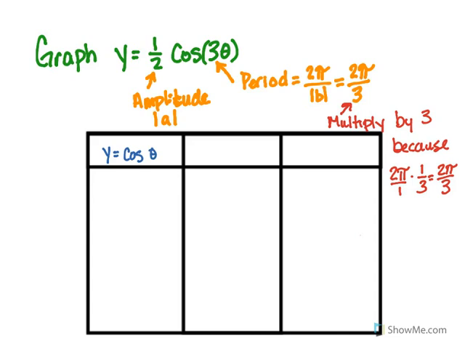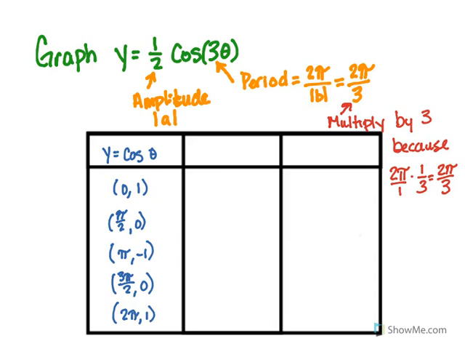Okay, let's figure out what our points are first for just y equals the cosine of theta. If you look at your parent graph, I don't have mine pulled up right now, but you should have the parent graph of cosine of theta. Our first point is 0 radians, and it lands at 1 on the y-axis. Our second point is pi over 2 radians, and it lands at 0. Our third point is pi, negative 1. Our fourth point is 3 pi over 2, 0. And our last point is 2 pi, 1.